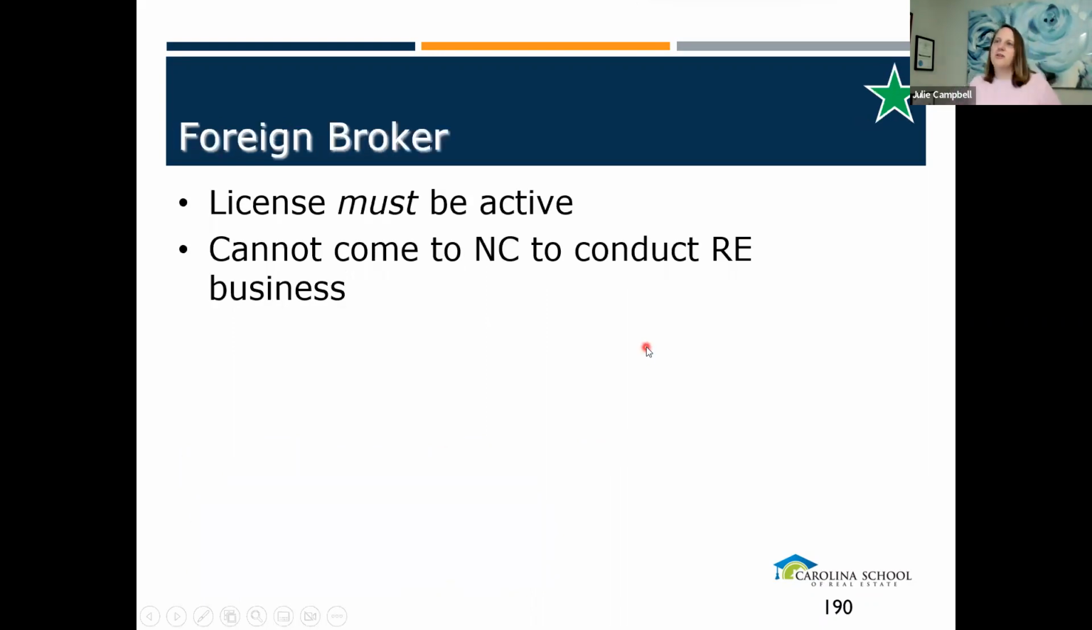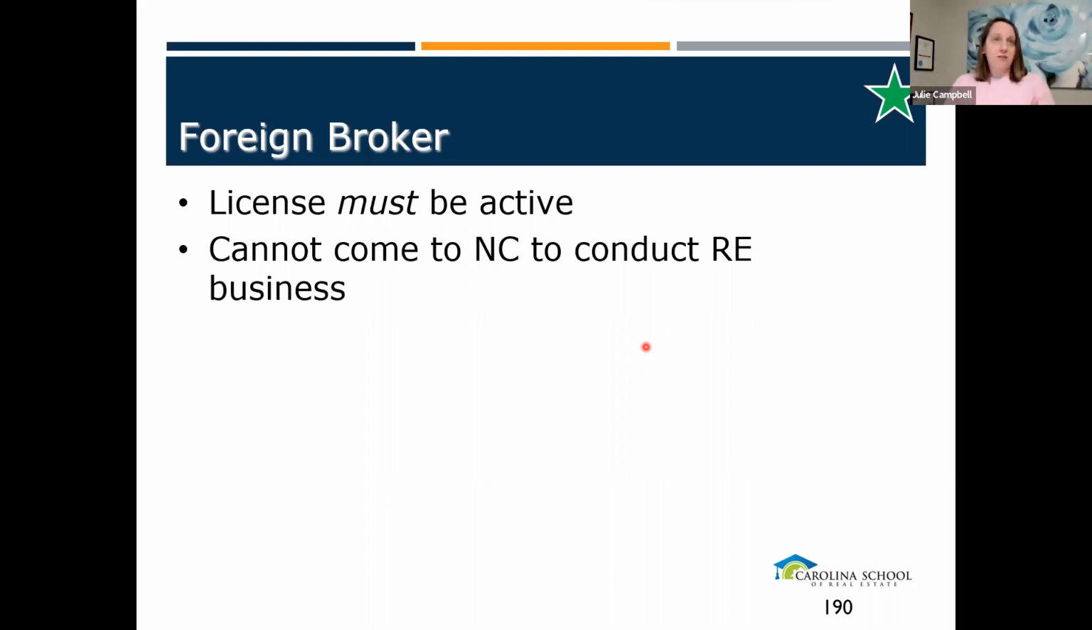Talking about a foreign broker. A foreign broker would be somebody with an active license from another state that wants to refer business to you in North Carolina. So first off, everybody's good that your North Carolina license is only good for the state of North Carolina, right? If the property is located anywhere else, you have to have a license in that state.